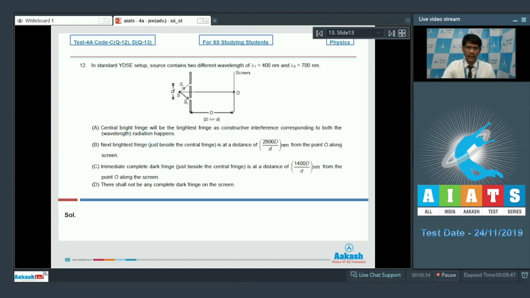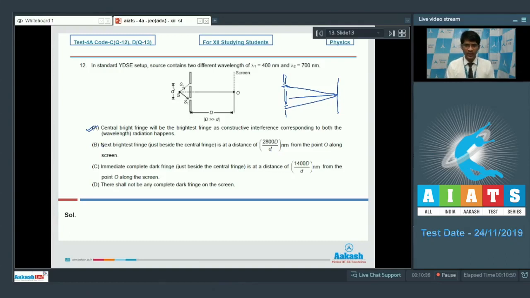Certainly, I would say whatever be the arrangement here, for any different kind of wavelength that is emitted from these two slits, they must be interfering in a constructive manner at the central point, as their path difference is essentially zero. So definitely option A is the correct statement that says the central bright fringe will be the brightest fringe as constructive interference corresponding to both the wavelengths will happen.